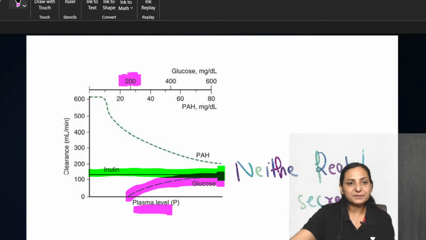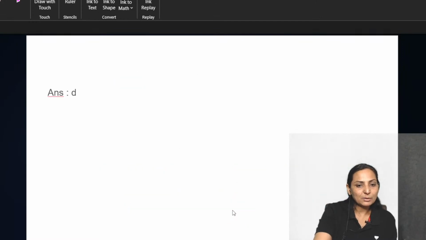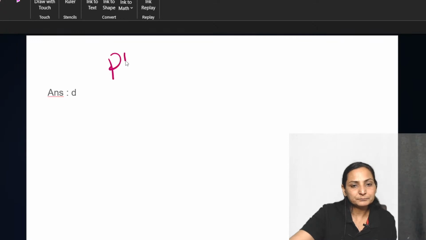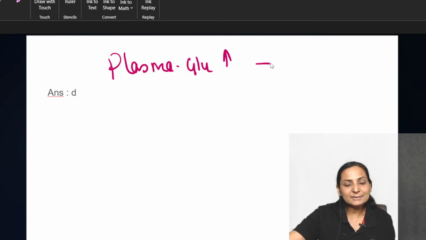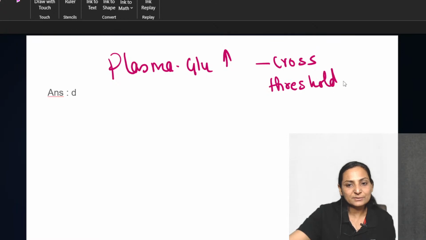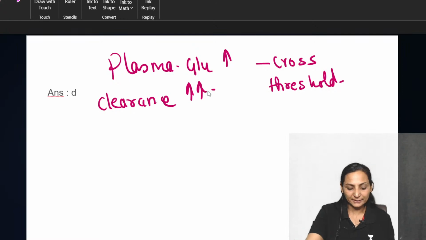That means if the plasma concentration of glucose rises and crosses its threshold, the clearance of glucose will increase, right? The clearance of glucose will increase. That means the amount of glucose will now be more in the urine. There will be positive urine glucose.